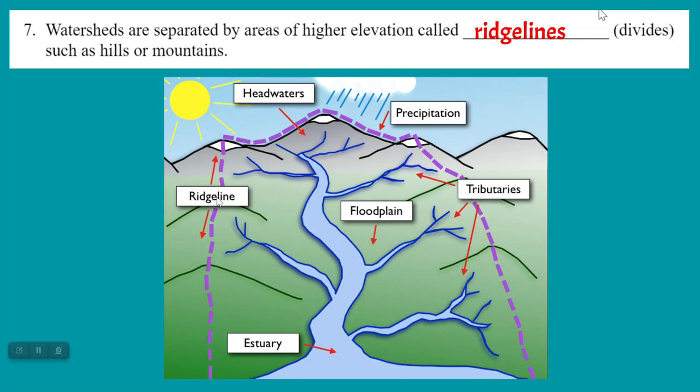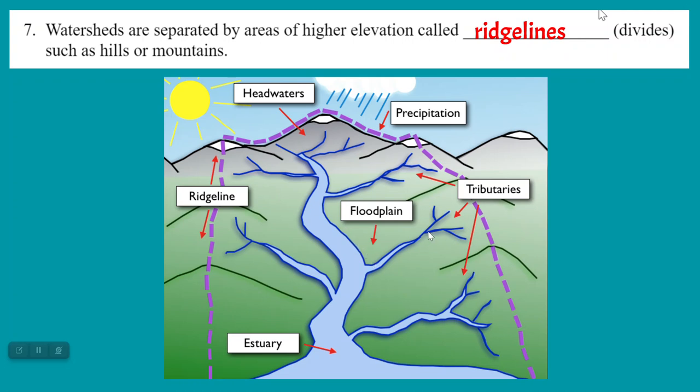Okay, so you know most of these words. This ridge line is the high up ridges that are helping to define our watershed. Precipitation is mostly going to be rain, snow, sleet. Tributaries are littler streams and creeks that add water into bigger streams and creeks and rivers. So these little things are tributaries. They are contributing water to bigger bodies of water.